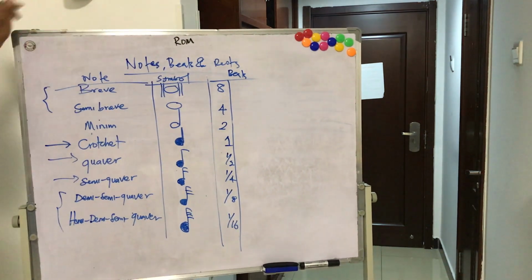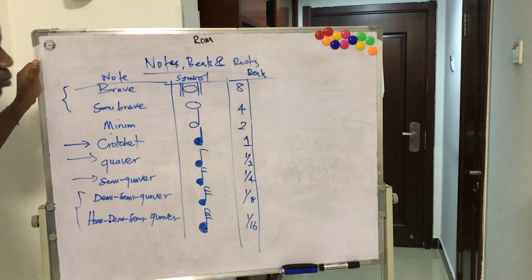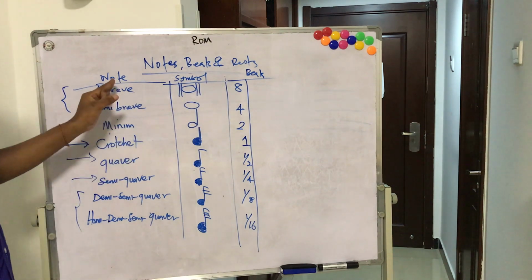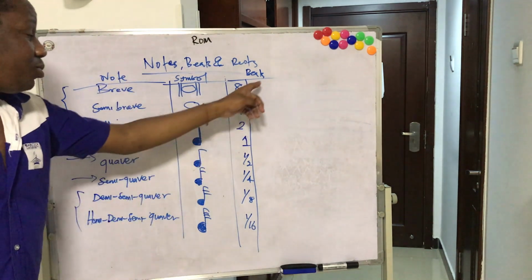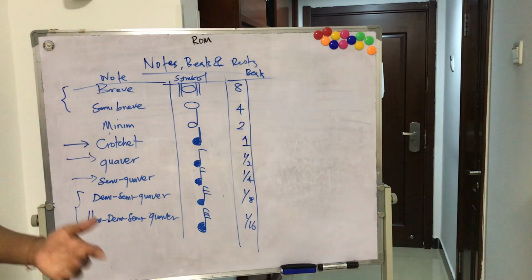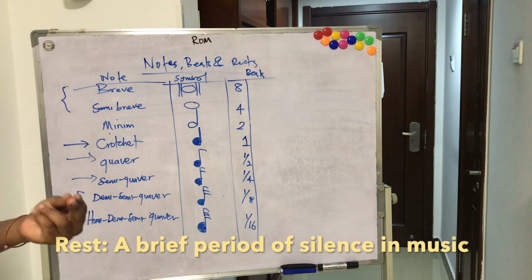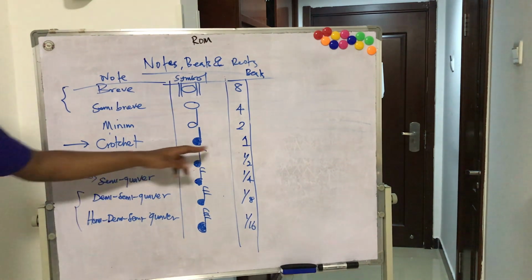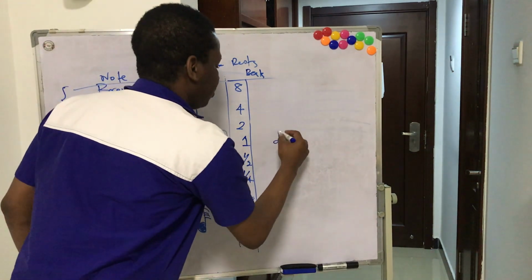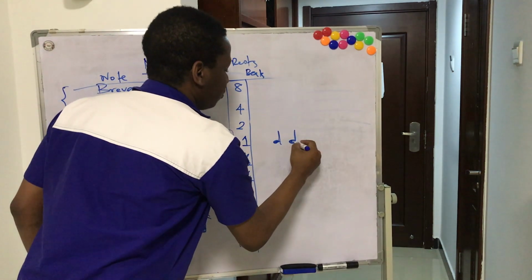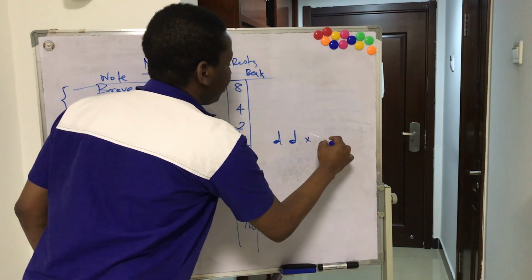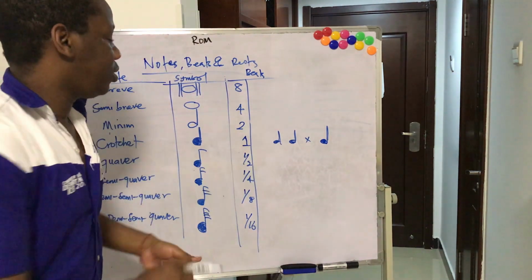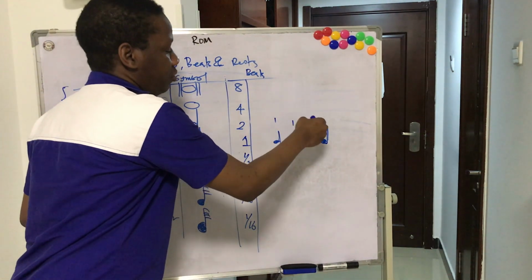The rest is similar, because the same number of beats that the note takes is what the rest takes. So what's a rest? A rest is just a brief period of silence. So if you see a crotchet rest, let's say these are crotchet notes, and you now see a rest sign here, this is normally supposed to be 1 beat, rest, and 1 beat.